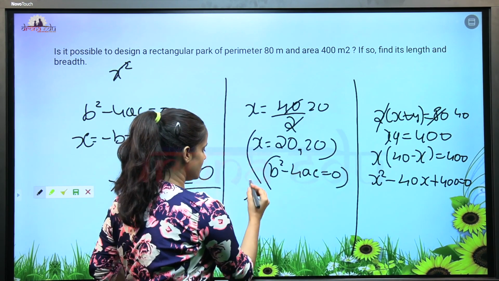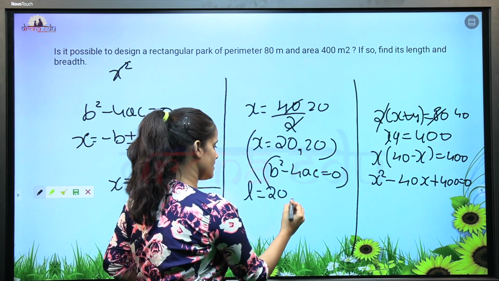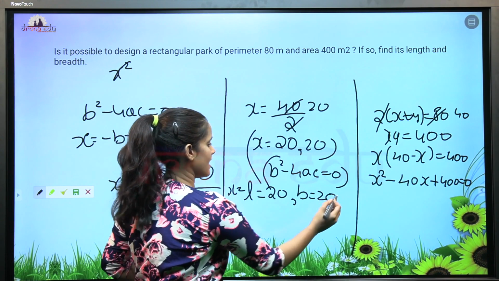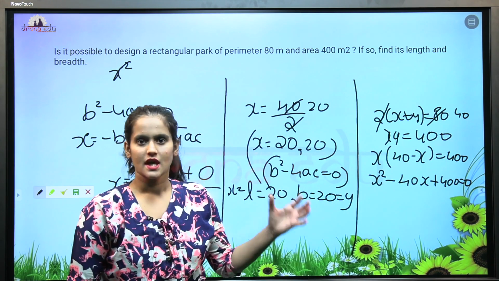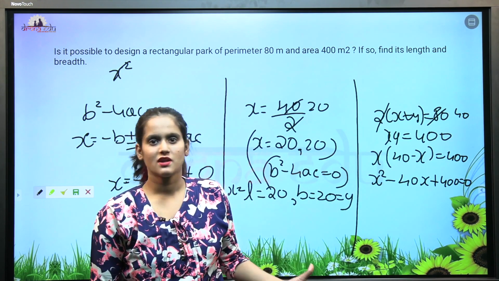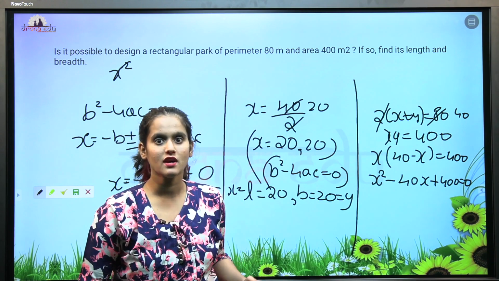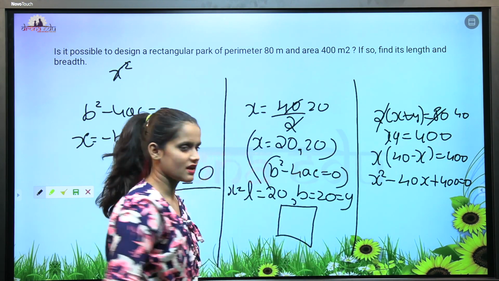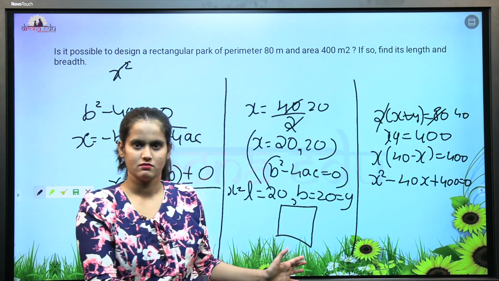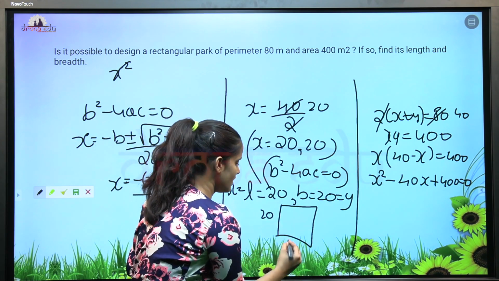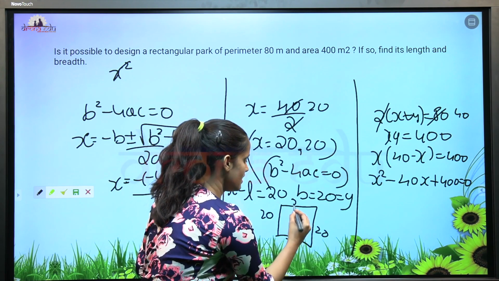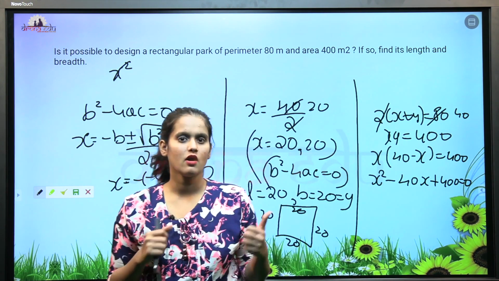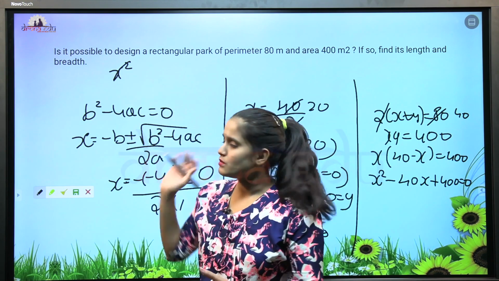Since the length is 20 and the breadth is 20, or I can also say it is the x value and the y value. Since the length is 20 and the breadth is 20, it means what? We will be having a square park. So this rectangular park will become a square park. All the sides will be having 20, 20, 20. Fine. That's how we can solve the problem if they are given any verbal problems.